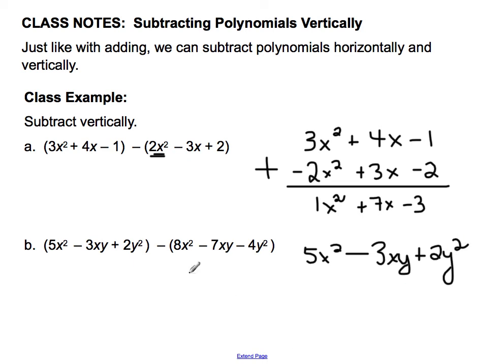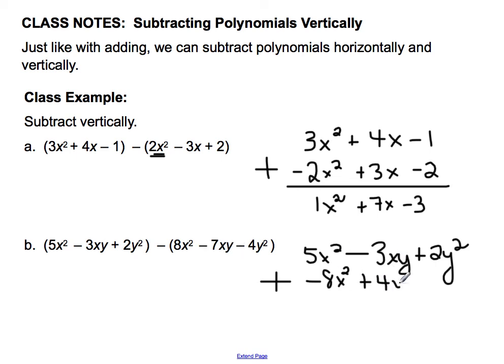Okay, so there's my first polynomial. I'm going to change this to an addition. And then I'm going to look. Okay, this is my x squared. It lines up with this. It was a positive. Now it's a negative. So I'm collecting my like terms. This is an xy. That's an xy. It's a negative, so it changes to a positive.